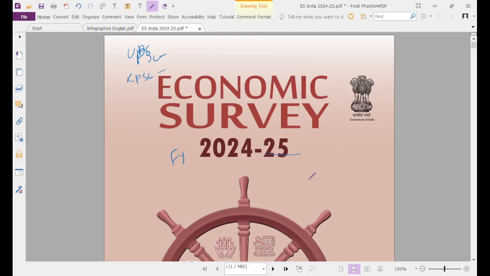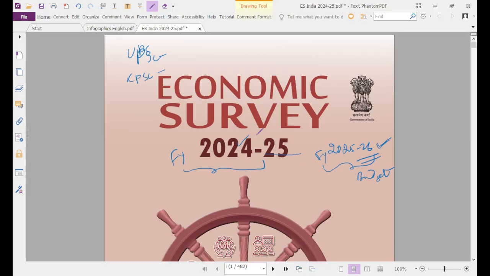It is tabled one day before the budget. Like this year, Budget 2025-26 was delivered by Mrs. Nirmala Sitharaman, the finance minister, which gives the forecast of the next financial year, FY 25-26. We will talk about that in the next video on the budget, whereas the Economic Survey talks about the previous year's performance of the economy. This should be clear in the first place.